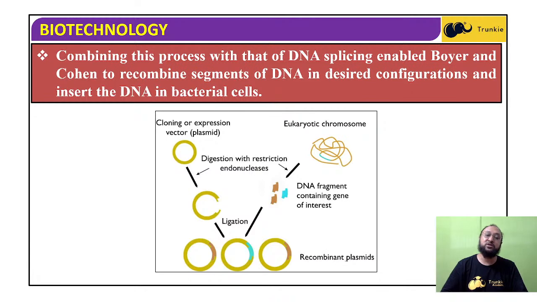That's what is shown in the picture: a cloning or expression vector plasmid and eukaryotic chromosomes, and digestion with restriction endonuclease. The DNA fragments from the eukaryotic chromosomes are joined by ligation, and a recombinant plasmid is formed and then inserted into the bacterial cells. So the DNA portion taken from another cell or chromosome is inserted into the plasmid DNA, joined, and inserted back into another bacterial cell.